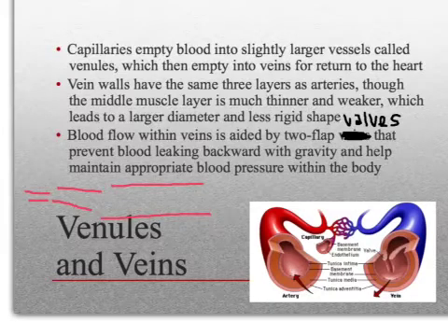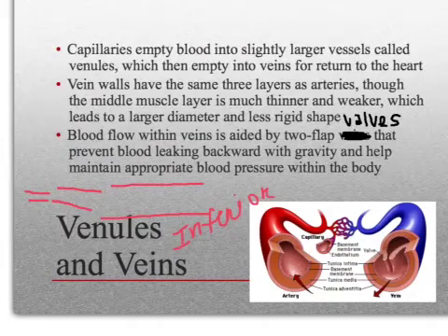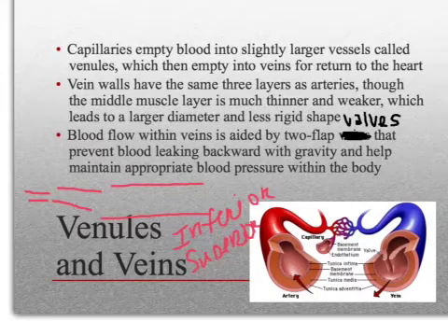The vena cava has an inferior, which comes from the lower part of the body, as you learned, and a superior, which brings back all the blood from the upper part of the body. Veins have the same three layers, the tunica interna, the tunica media, and the tunica externa. Same as the arteries, but veins have much, much, much less muscle.